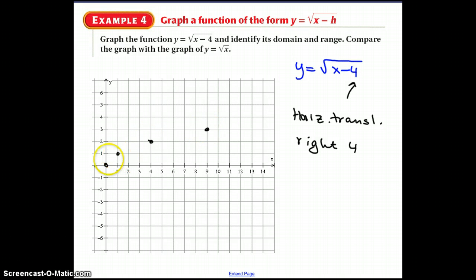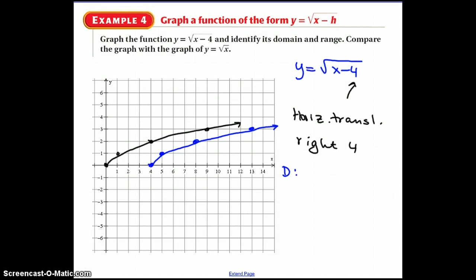9, 3. And then we're going to take every point and we're going to move it to the right 4. So I take this point and I move it to the right 4. I take this point and move it to the right 4. I take this point and move it to the right 4. And I take this point and move it to the right 4. And when you move your graph, if you just shifted right, left, up, down, it should have exactly the same shape. So it looks good.